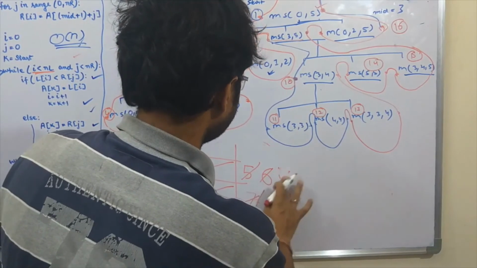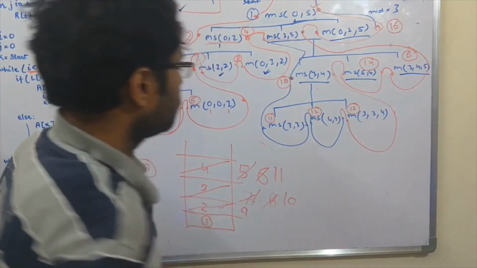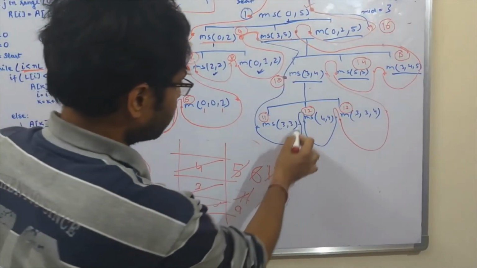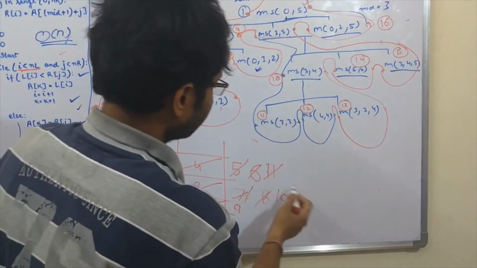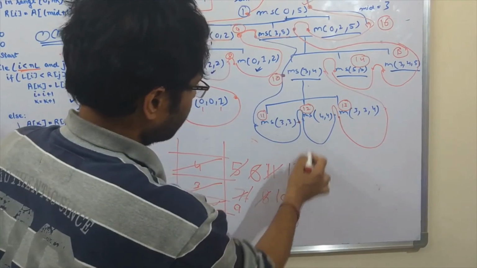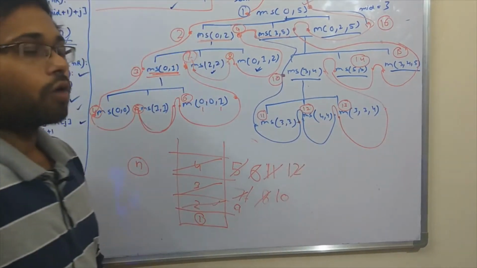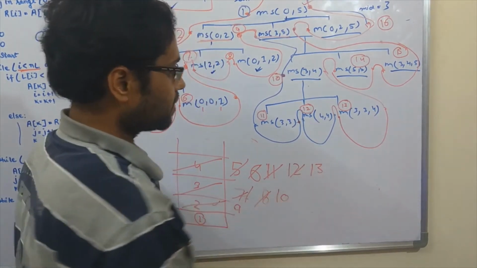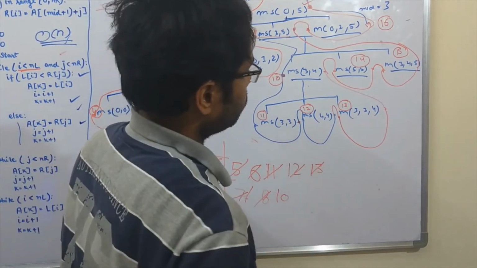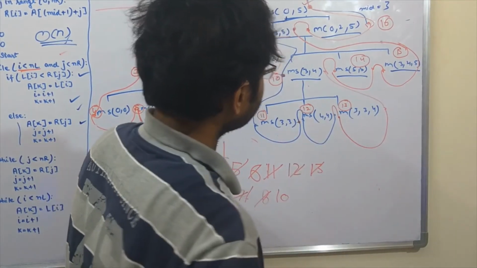Our 11th element is here. Now the 11th will be pushed, and after this is completed, we will just pop it out. The next element that will be pushed is 12, and after some time it will also be popped out. The next element is 13. So 13 will be pushed, and after some time it will also be popped out. And the next element is what?